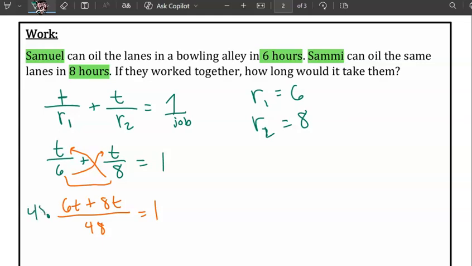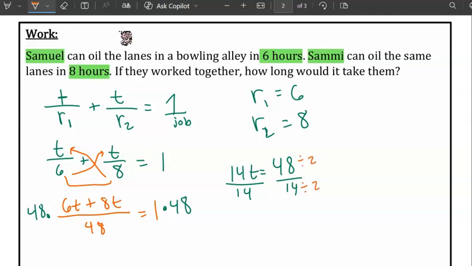Multiply each side by 48, and then we have 6t plus 8t, which is 14t, equals 48. Divide each side by 14. You can simplify this fraction by dividing each of them by 2. T equals 24 over 7.